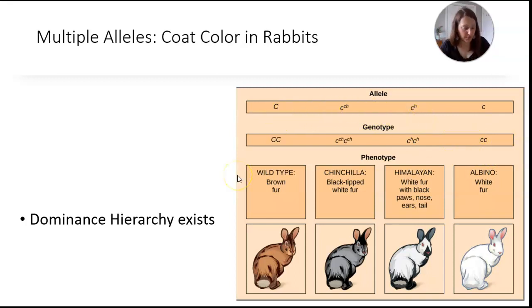Again, for most genes, more than two alleles exist in a population, and usually those alleles will exhibit some type of dominance hierarchy. That's it for this fourth part of the chapter. The next part of the chapter will continue with traits that don't necessarily follow Mendel's rules.